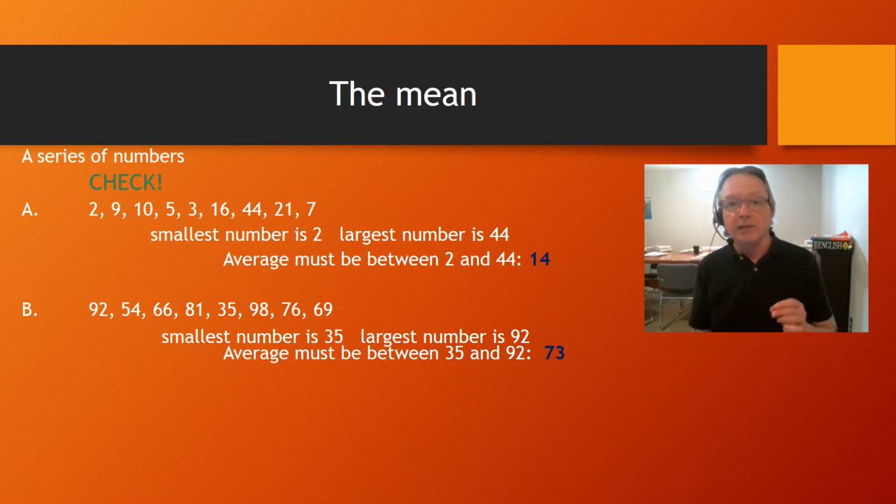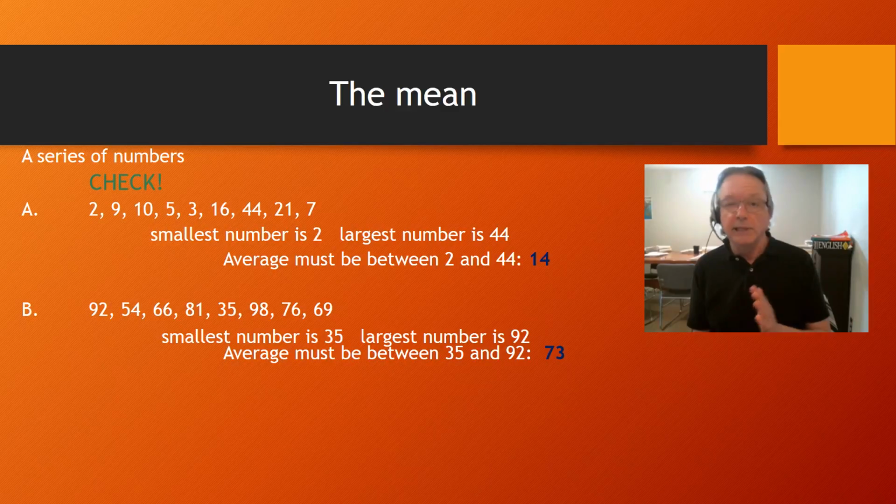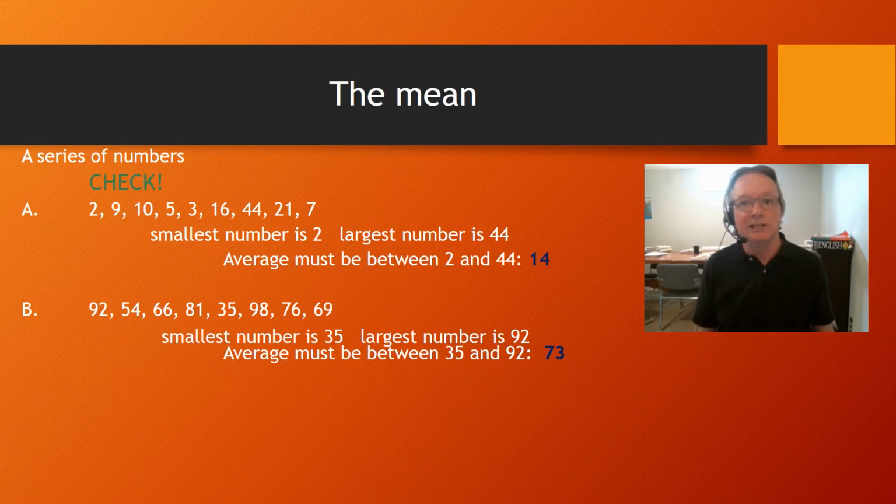So for example, in the first series of numbers, our smallest number was 2 and our largest was 44. And our average was 14. So that falls between 2 and 44. So at least we know that is correct. If we ended up with a number 46, we know that is impossible. The average has to fall in between the smallest and largest number, somewhere in between. So anything below or above just doesn't make any sense at all.